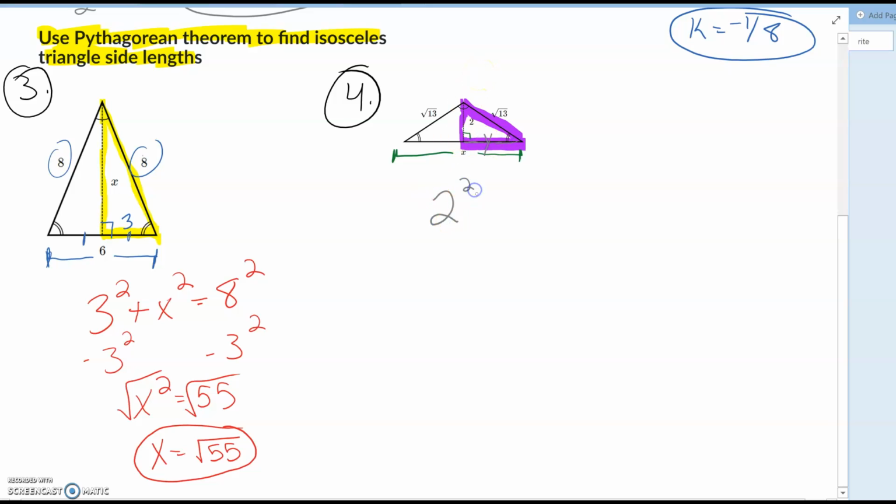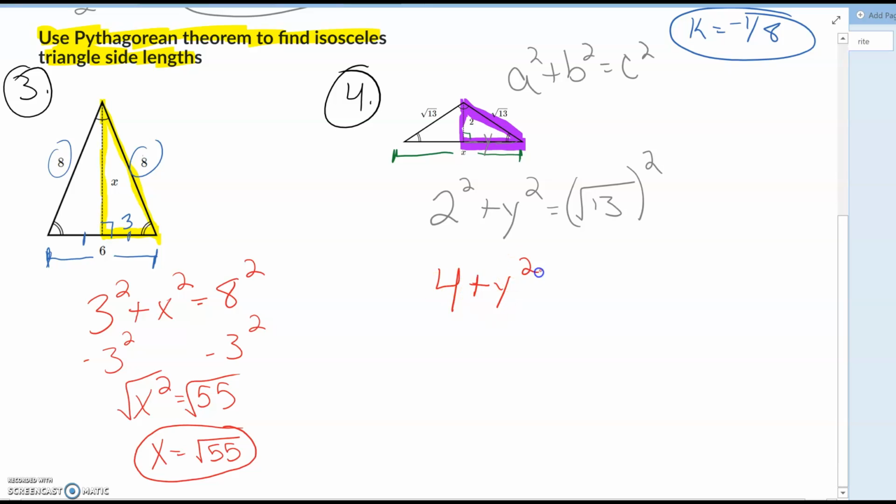I'm going to have 2 squared plus y squared equals the square root of 13 squared. A squared plus b squared equals c squared. All right, so then I'm going to have 4 plus y squared equals, whenever I square a square root like this, these are inverses of each other, and they just cancel out. So I'd have 13. And if I subtract 4, y squared equals 9, y equals 3.